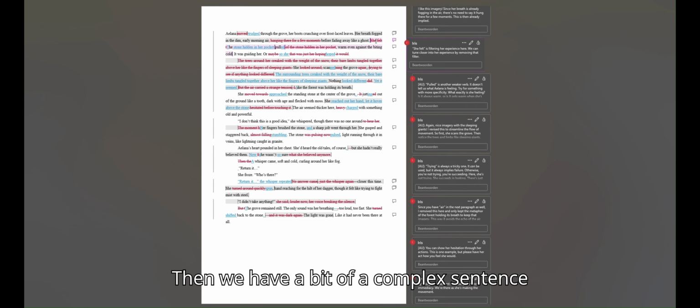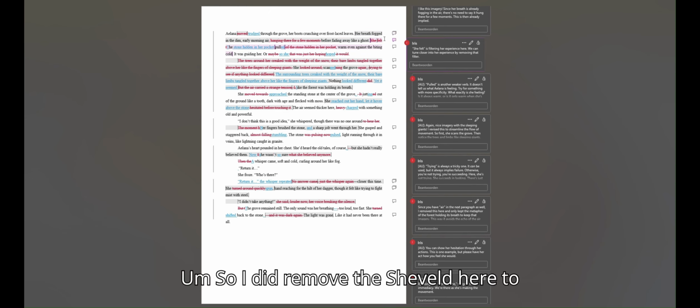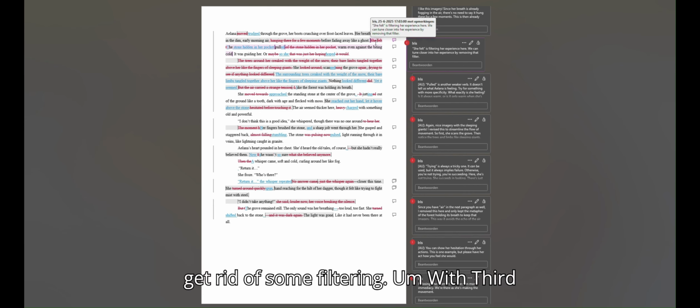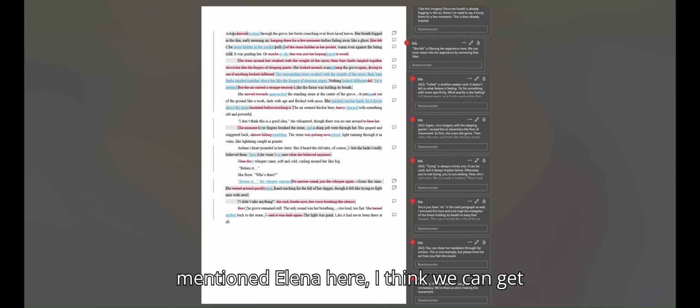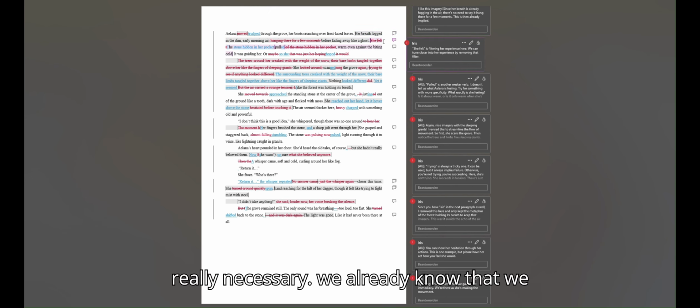Then we have a bit of a complex sentence: she felt the pull of the stone hidden in her pocket, warm against the biting cold. This is very vague. So I did remove the "she felt" here to get rid of some filtering. With third person limited, you can have some filtering to establish POV. That's fine. But since we already mentioned Elena here, I think we can get rid of the filtering. It's not really necessary. We already know that we're in her experience here.